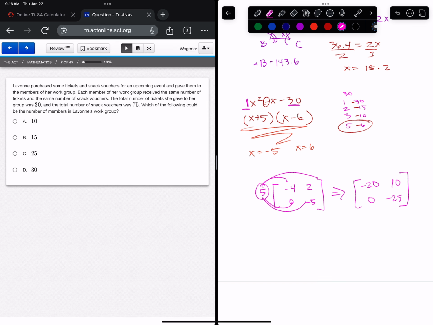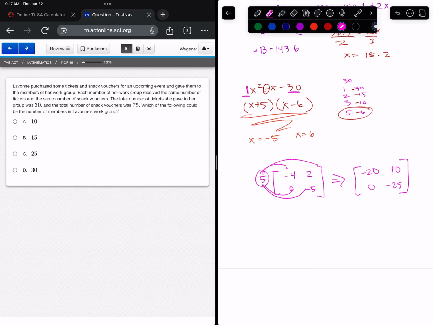Okay, next one. So we got some tickets and snack vouchers for an upcoming event and gave them to the members of her work group. Each member of her work group received the same number of tickets and the same number of snack vouchers. The total number of tickets she gave to her group was 30. I'm just gonna write 30 somewhere. The total number of snack vouchers were 75. Which of the following could be the number of members in her work group?